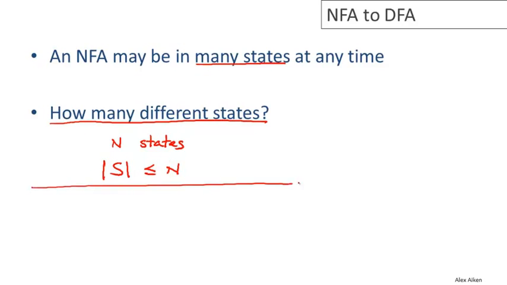Now, if instead I want to know the number of different subsets, how many different subsets are there of n things? Well, that means there are 2^n minus 1 possible subsets of n states. And there's something very interesting about this number. First of all, it's a very big number, so clearly the NFA can get into lots of different configurations, particularly one that has a lot of different states. But the important thing is that this is a finite set of possible configurations.